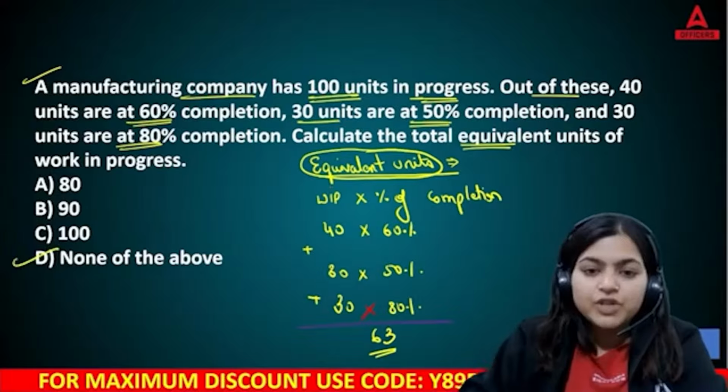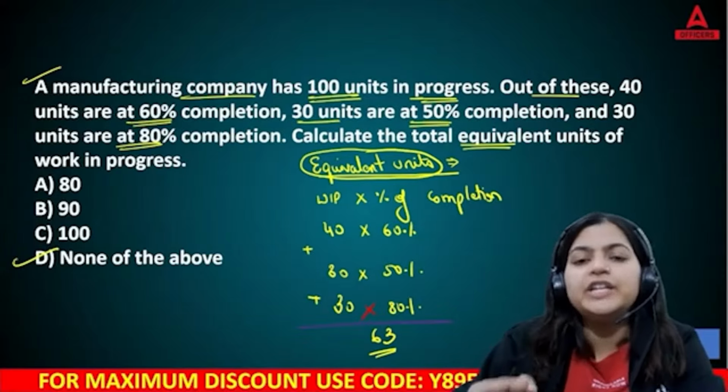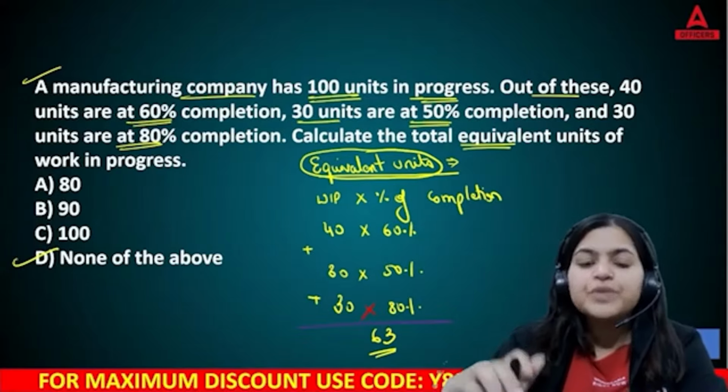Correct? Chaliye. This is how you need to solve equivalent unit numerical. Very easy. Just remember this formula. WIP you need to identify, and the percentage of work completed on those units. Chaliye. Now coming to the next question.